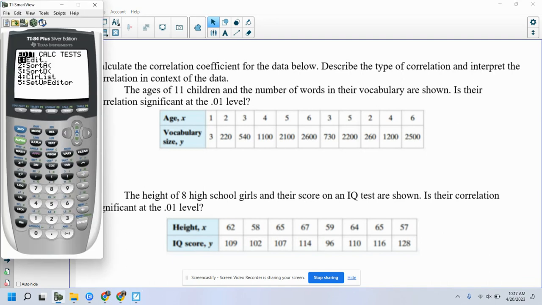So I'm going to open up my calculator here. Remember, you go stat, edit. Again, you don't need to use the formula here. Let's just calculate this. 1, 2, 3, 4, 5, 6, 3, 5, 2, 4, 6, 3, 220, 540, 1100, 2100, 2600, 730. I find it hard to believe every word of a 6-year-old.